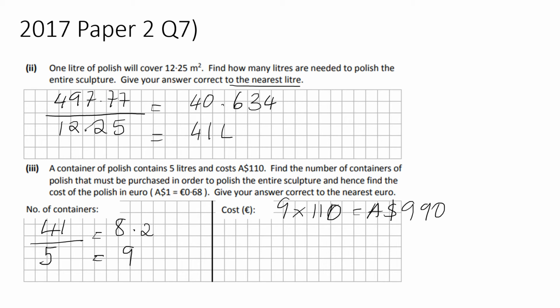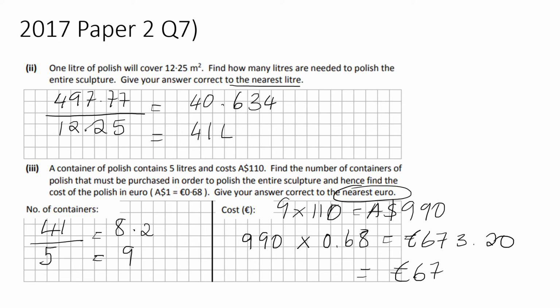So that's going to cost me 990 Australian dollars. The price here is giving me that $1 is 68 cents. So if it was €1 was so many dollars, you could divide. But because you have $1 is 68 cents, you're trying to change it to euro, so you're going to do 990 multiplied by 0.68, and that gives you €673.20. They want you to round it to the nearest euro, so that is €673. That is 10 marks for those two parts there.